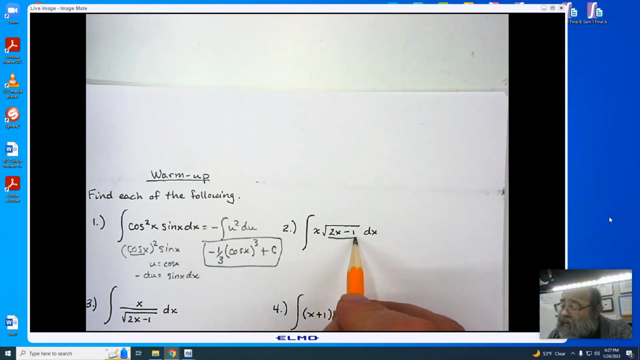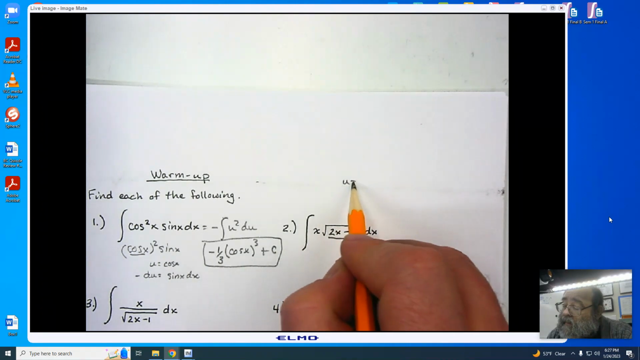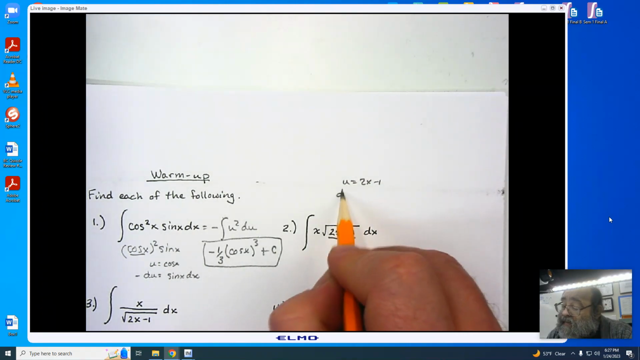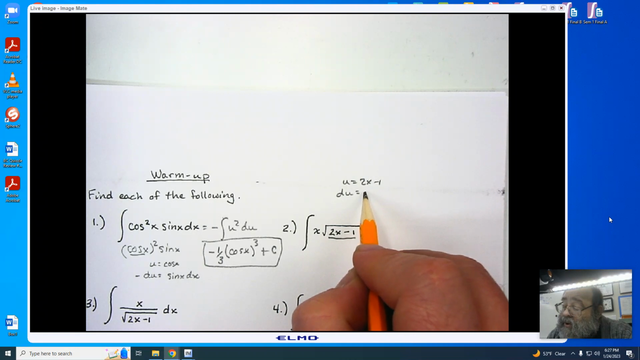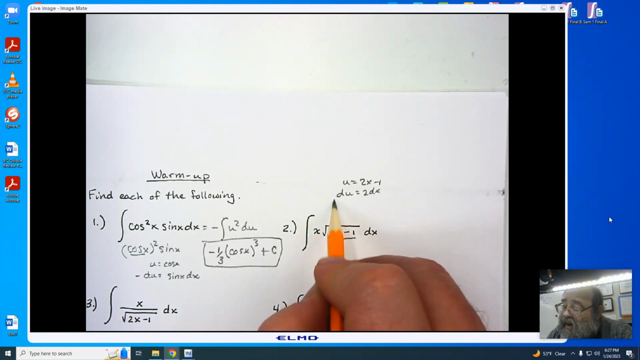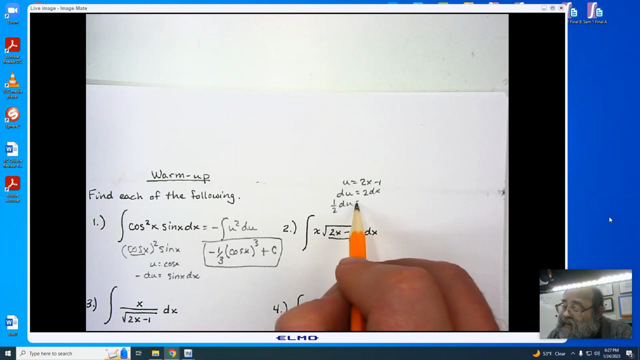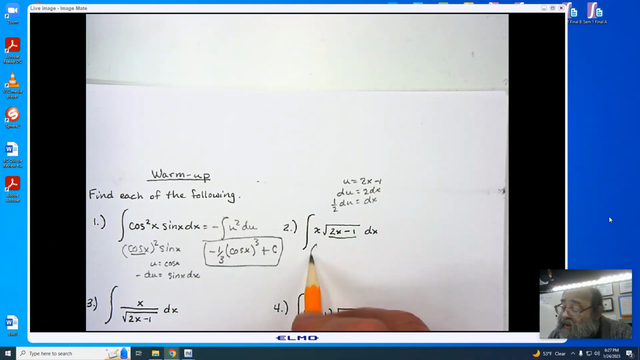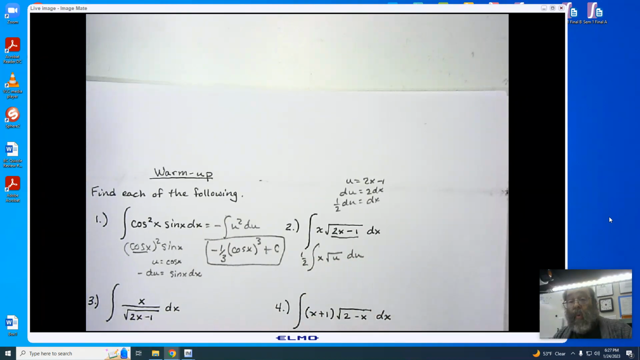We're going to let the u equal the 2x minus 1. That means that the du is going to end up being just a 2 dx, and that's going to bring a 1/2 du equals the dx. When we substitute, you'll notice we have an x, a 1/2 square root u du. We're not done because we still have an x. So we have to ask ourselves, how can I find x? How can I get x in terms of u? And it's got to be something that we already have.